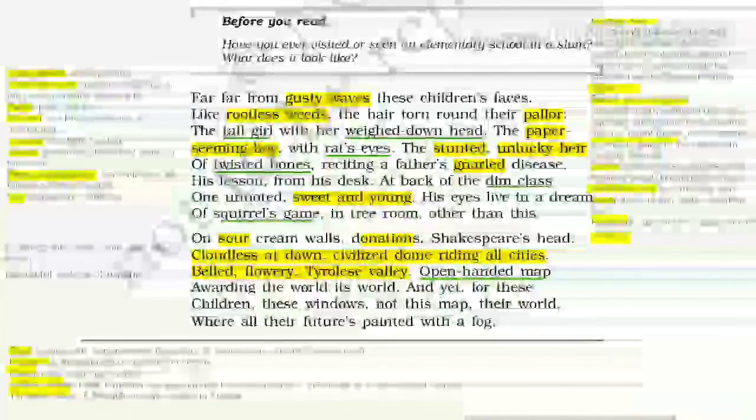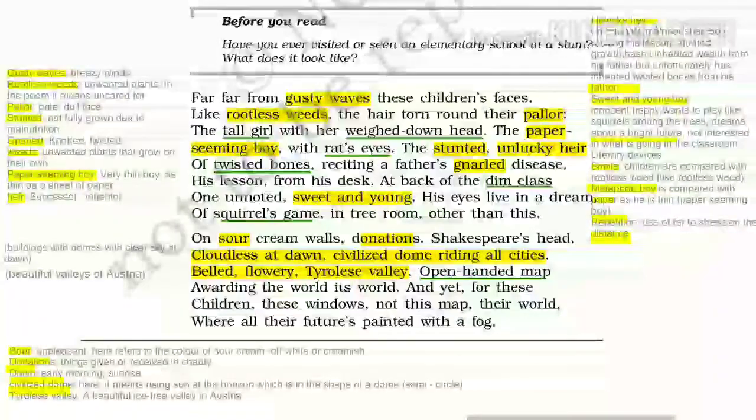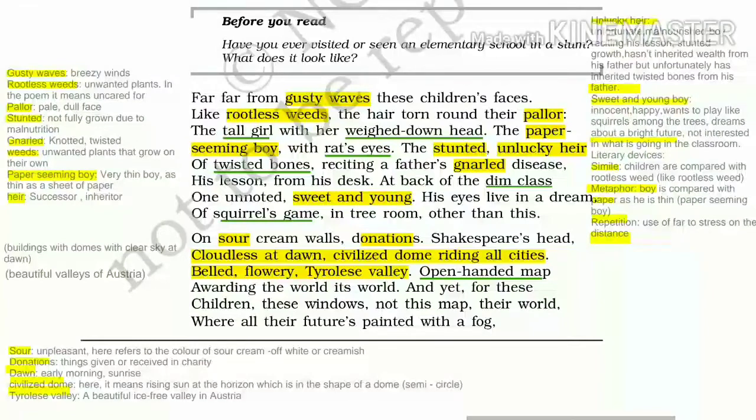His sweetness and youth is not yet lost to his pathetic condition, and he still dares to dream. He wants to enjoy playing like the squirrel in a tree room.